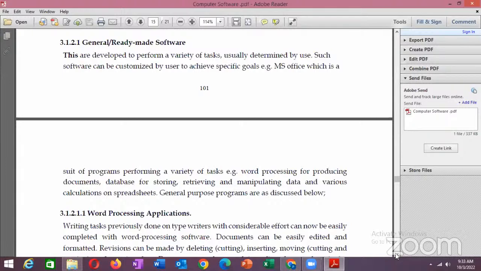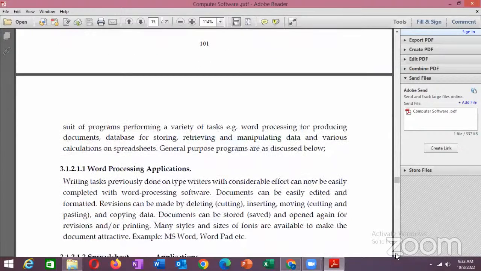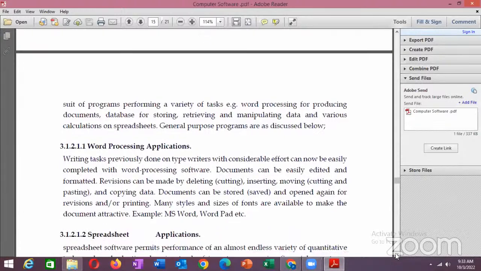So word processing is for producing documents, database is for storing, retrieving, and manipulating data, and there are various calculations on a spreadsheet. So general purpose programs are as discussed below. So we have the word processing.